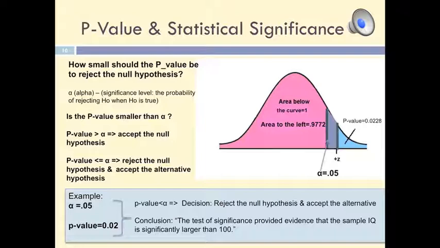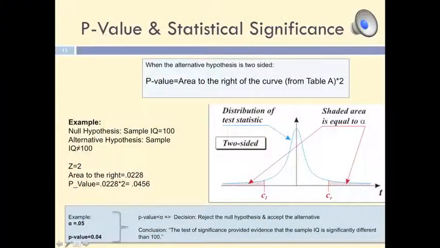For our example, the p-value of approximately 0.02 is smaller than 0.05, so our decision should be to reject the null hypothesis. Our test of significance showed that the difference between the sample mean and the population mean is statistically significant. A two-sided alternative hypothesis is used when we have no reason to believe that the sample mean can only be higher or only smaller than a given value. For our example, the alternative hypothesis was one-sided, so we only had to look at the probability that the sample mean was larger than 100.